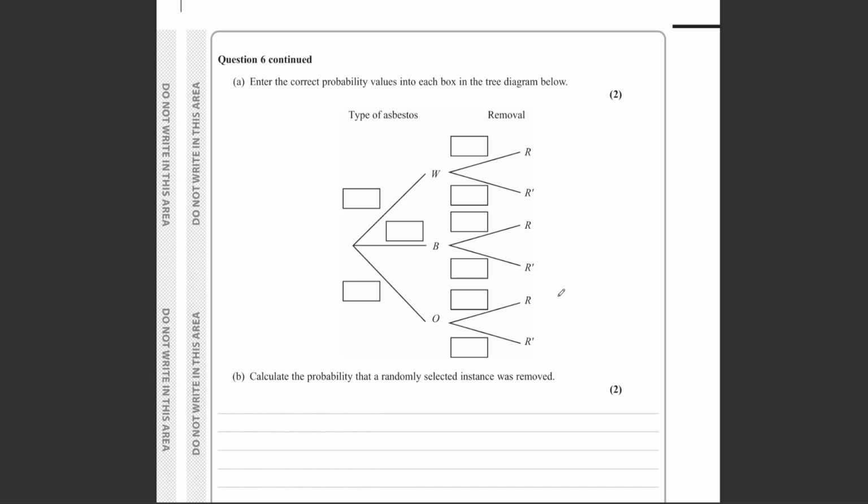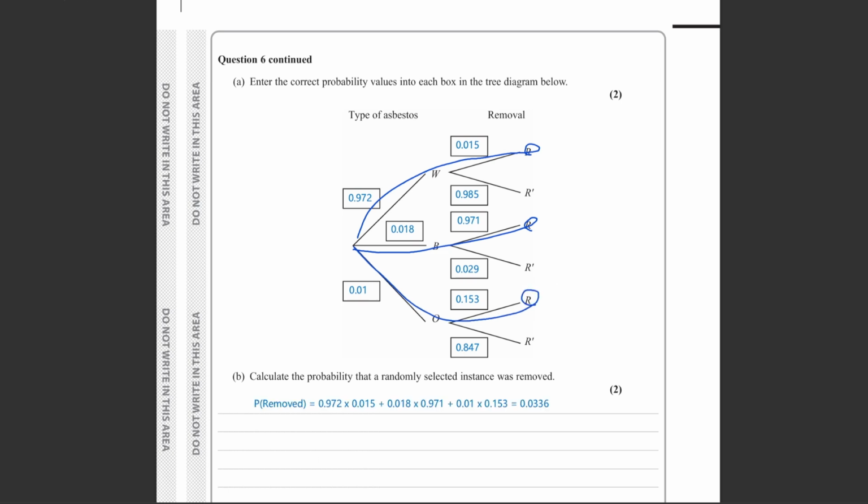In question 6, we should complete the probability tree. In question B, we should calculate the probability that the instance was removed. So we are looking for all branches that end with removal. This one, that one, and this one. And the result is 0.0336 to 3 significant figures.